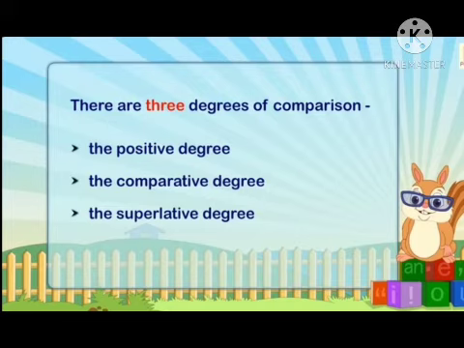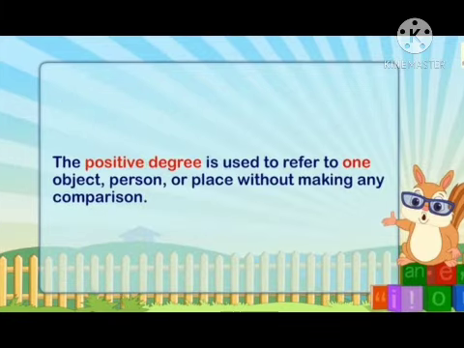There are 3 degrees of comparison: the positive degree, the comparative degree, and the superlative degree. Let's first see the explanation of the positive degree. The positive degree is used to refer to one object, person or place without making any comparison. As I said, when we use the positive degree, it shows the quality that is present or shows it as being equal to another.